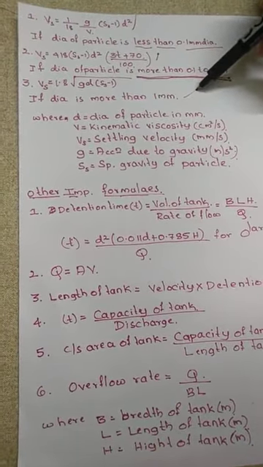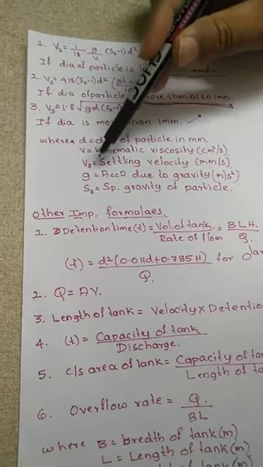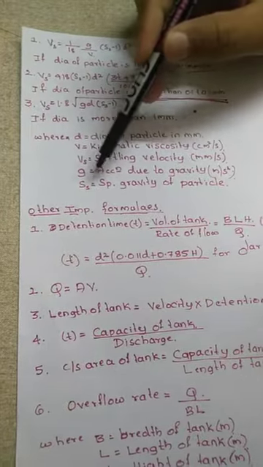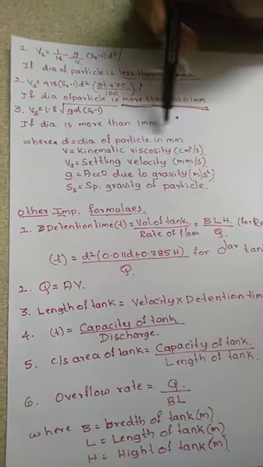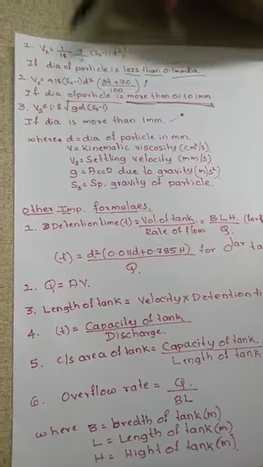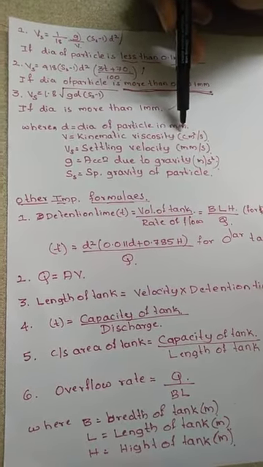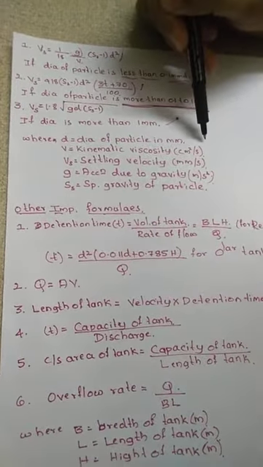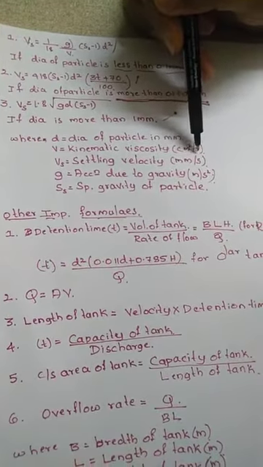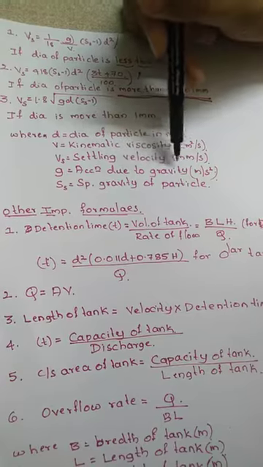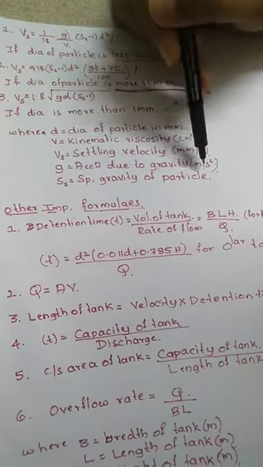Now I have written here the meaning of small d, V, Vs, G, and Ss. First, small d represents the diameter of the particle in mm. Then V is the kinematic viscosity, and its unit is centimeter square per second. Vs is the settling velocity, its unit is mm per second. G is the acceleration due to gravity, in meter per second square. Ss is the specific gravity of the particle.